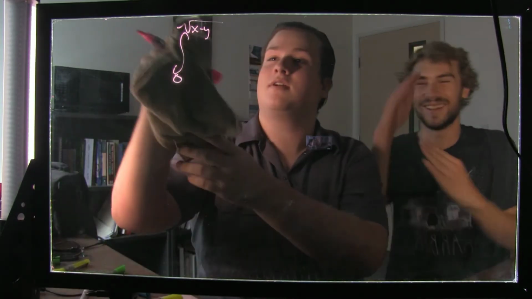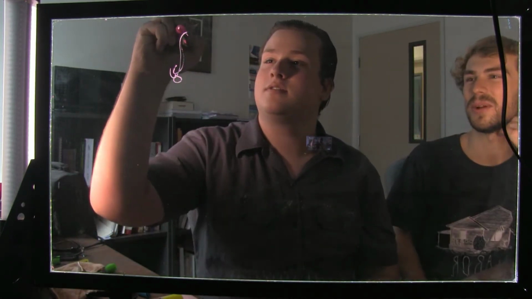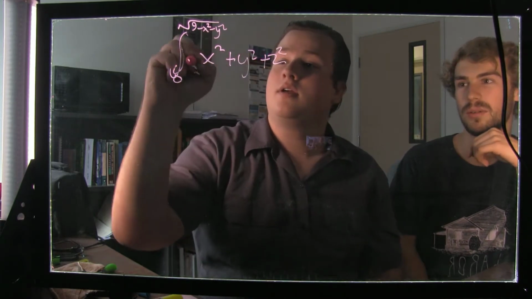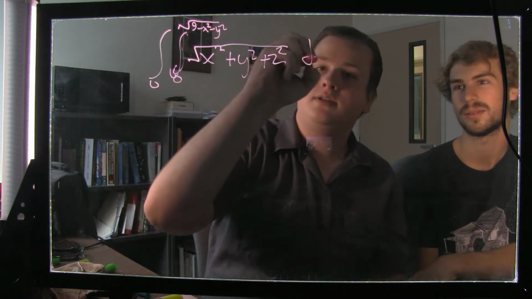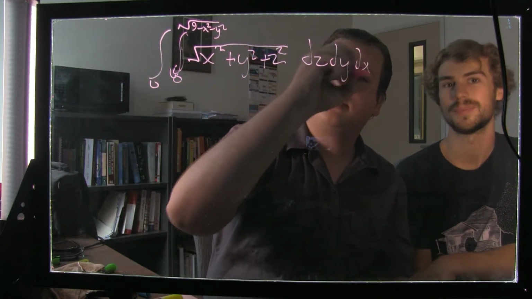Alright, so we're going to be setting up a triple integral. So here's the first boundary, which is just completely wrong. Why don't you write the equation first? That's for wimps. 9 minus x squared minus y squared, squared. It's actually x squared plus y squared plus z squared, all rooted. And dz, dy, dx.